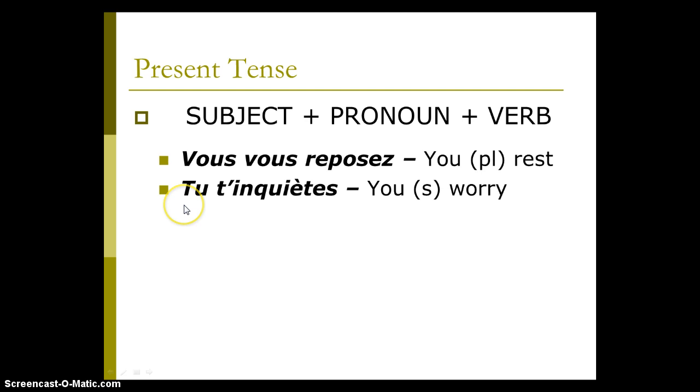Tu t'inquiètes. You worry. So we have our subject. Notice the te became an apostrophe because inquiète starts with a vowel. And inquiéter is in the tu form. It's got an es at the end.